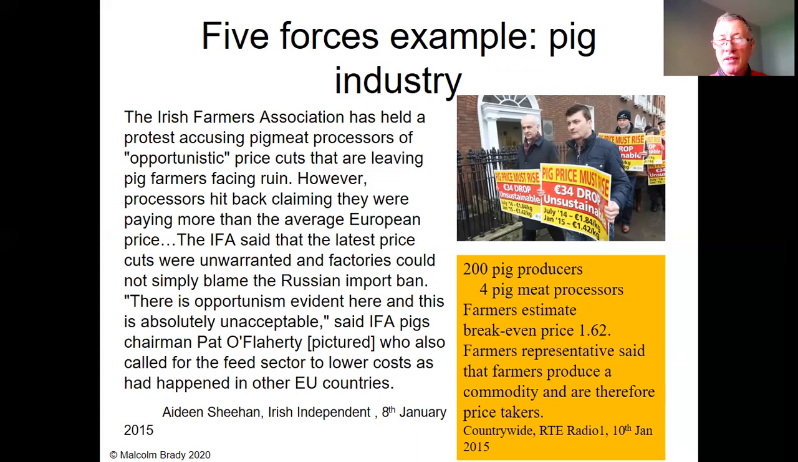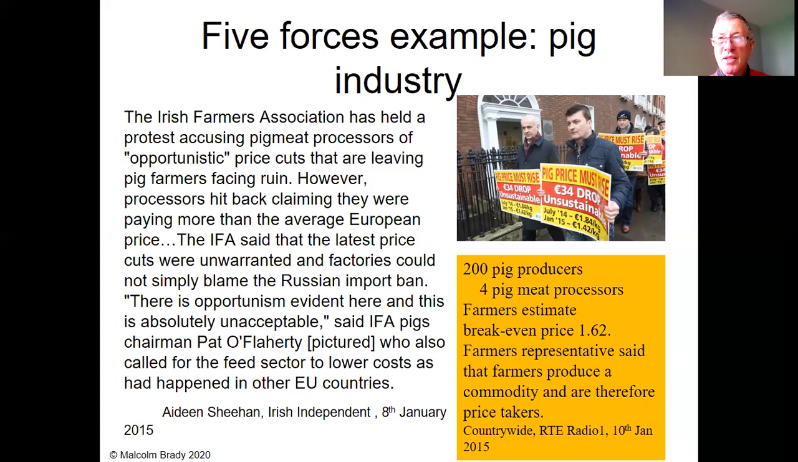So you can see here on the right-hand side, there's 200 pig producers in Ireland, but there's 4 pig meat processors, so a small number of firms in the industry, and a large number of pig producers. Farmers estimate a break-even price of 1.62, but a farmers' representative said that the farmers produce a commodity and are therefore price takers.